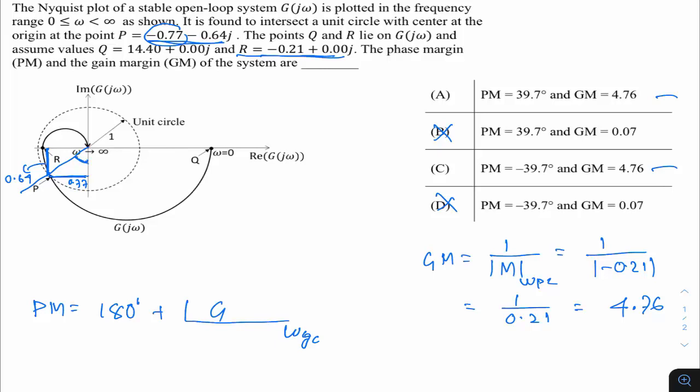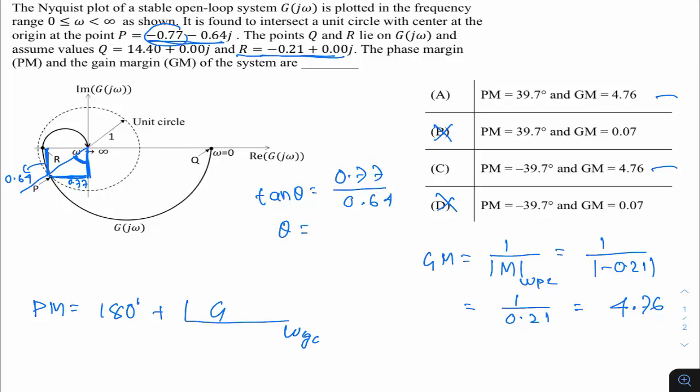If I say this angle is theta, then tan theta is equal to P by B. P means this opposite side, which is basically 0.77, and B is basically 0.64. So if you see, this is your right angle triangle. Tan theta, if I say this is theta, this is P, and this is your B, this length is basically 0.64. So theta is equal to tan inverse of this quantity.